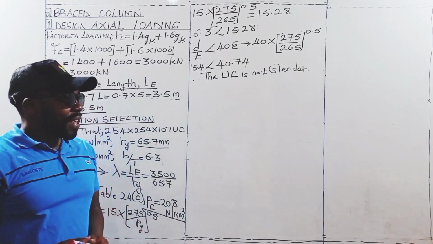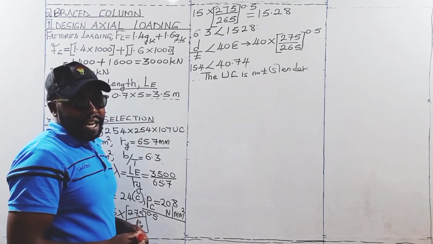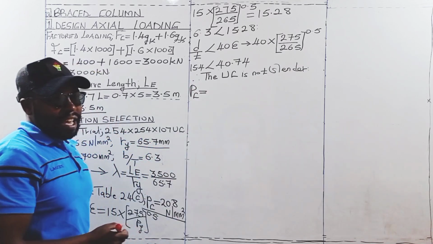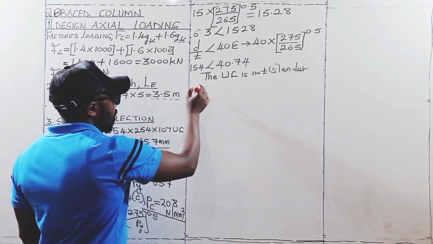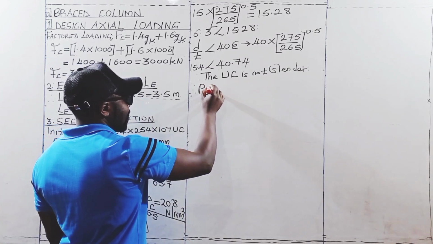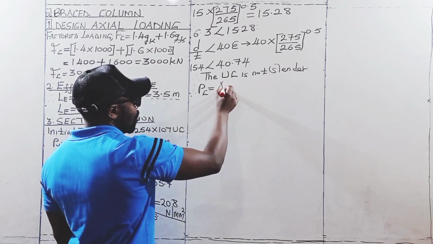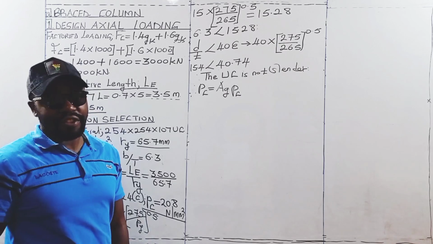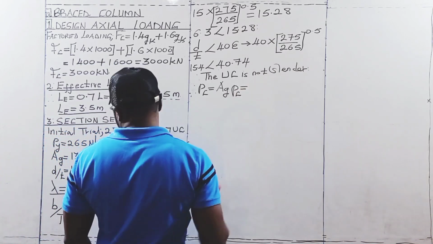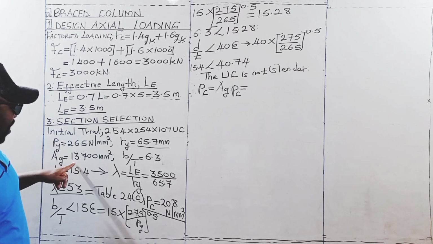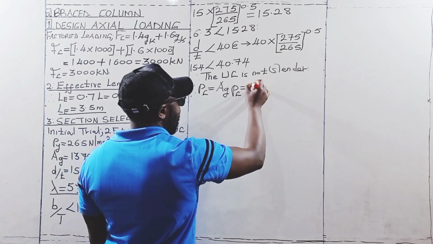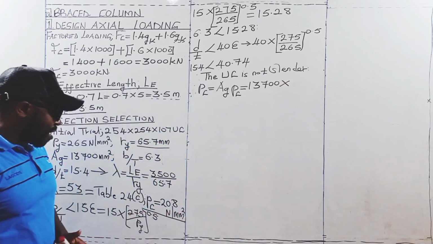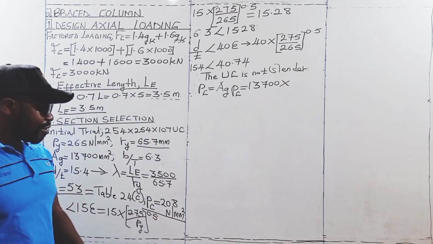Then from there, we are going to calculate the compressive resistance of this section that we have selected. Therefore, the compression resistance of this steel will be given by gross cross-sectional area of steel times the compressive strength of steel. And therefore, the gross cross-sectional area of this section is 13,700 square millimeters. Therefore, we multiply 13,700 times the compressive strength of this steel section, which is 208 newtons per square millimeter.